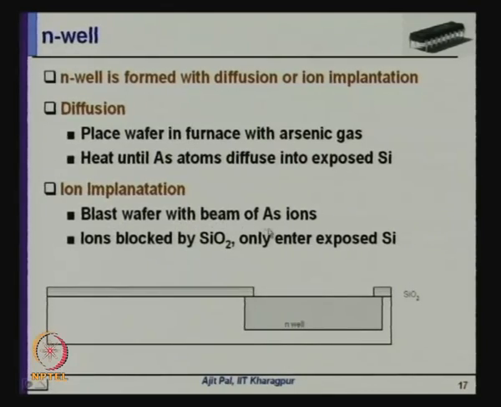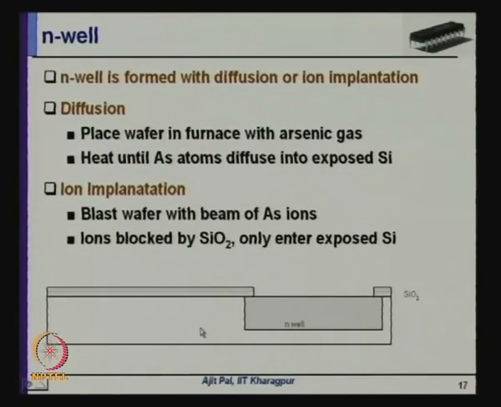Blast the wafer with a beam of arsenic ions. Ions are blocked by silicon dioxide and only enter the exposed area. That means the silicon dioxide is acting as a kind of protecting layer. So, only this part will have the diffusion, and the other part will not. The arsenic ions will pass through this exposed area, but not through the silicon dioxide layer. So, this is how the N-well is formed.